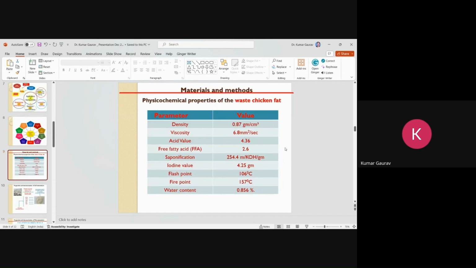So for the materials and methods, first of all, we collected waste chicken fat from different slaughterhouses, and we checked its physicochemical properties. The most important ones are the acid value and the free fatty acid content. The acid value is 4.36. So we go through the esterification and the transesterification process. If we go directly to the transesterification process, there is a chance of soap formation.